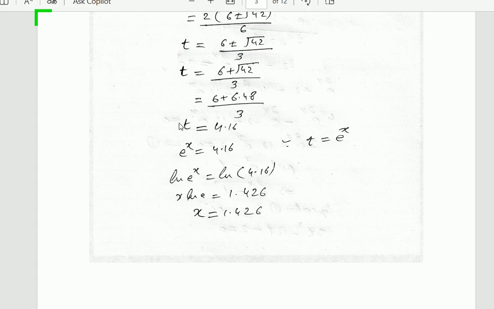As t is equal to e^x, as we have put in the previous steps, e^x equals 4.16. By taking ln on both sides and after simplification, we get x equal to 1.426.